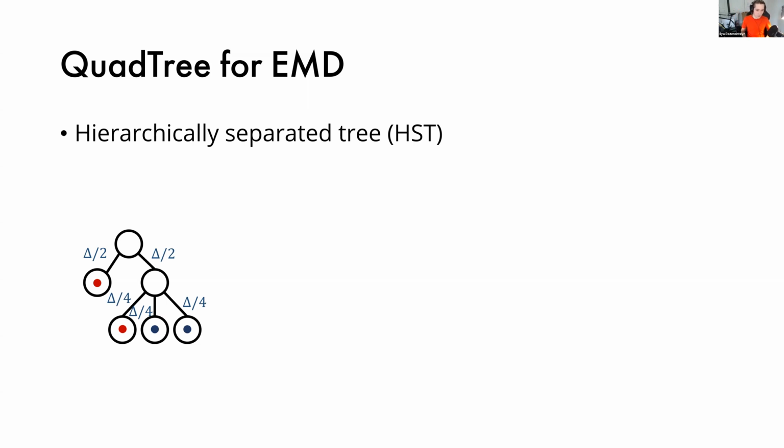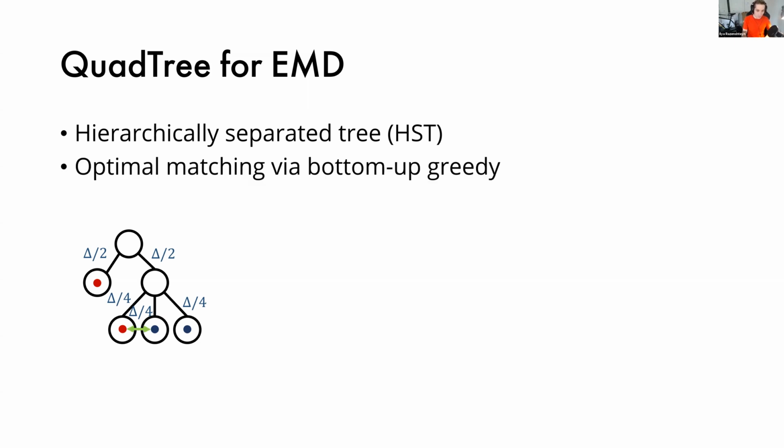And then it's very easy to convince yourself that we need to match things greedily. So for example, in this case, we need to match this red point to this blue point. We need to match as much as possible on the lower levels, just because higher levels cost exponentially more. So we do this bottom-up greedy, and this gives us exactly the optimal matching between any two distributions.